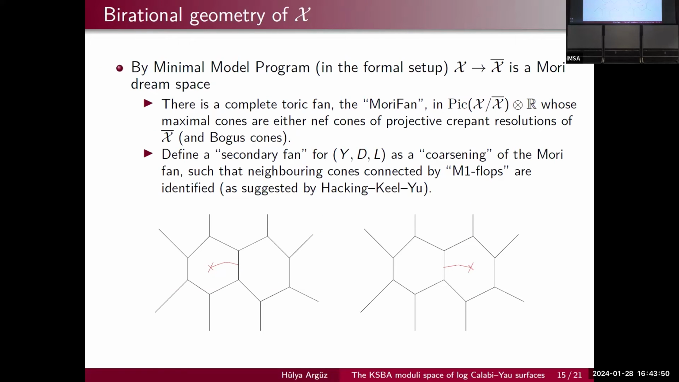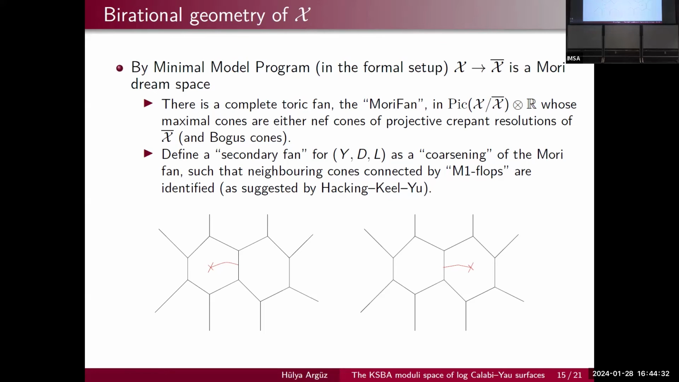And then we study the birational geometry of the smoothing. So there's a minimal model program which has generalizations to various setups, to the analytic setup. There's a formal minimal model program. So we use in the formal setup that this crepant resolution results of the minimal model program show that this is a Mori dream space. Hence, there's a complete fan, the Mori fan, living inside the relative Picard group whose maximal cones are the unions of all possible nef cones of all possible crepant resolutions of X bar together with the additional bogus cones.